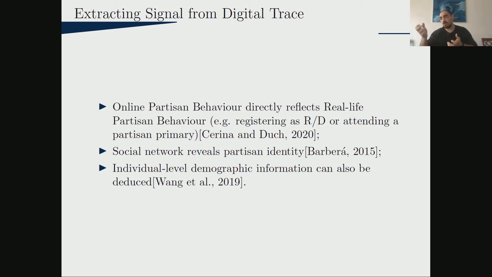And not only that, but we are not the only ones who've shown something similar. Barberá in 2015 showed that you can use social networks to reveal people's partisan identity on Twitter. So depending on who you follow on Twitter, that gives big cues as to your partisanship. And Wang and others have shown that you can extract demographic information such as age, gender and location from Twitter using convolutional neural networks. Although this last part is perhaps the most difficult of the things that we're trying to measure, and accuracy is currently not particularly high, we believe that advances in computer vision are going to deal with this problem as we move forward with this technology.